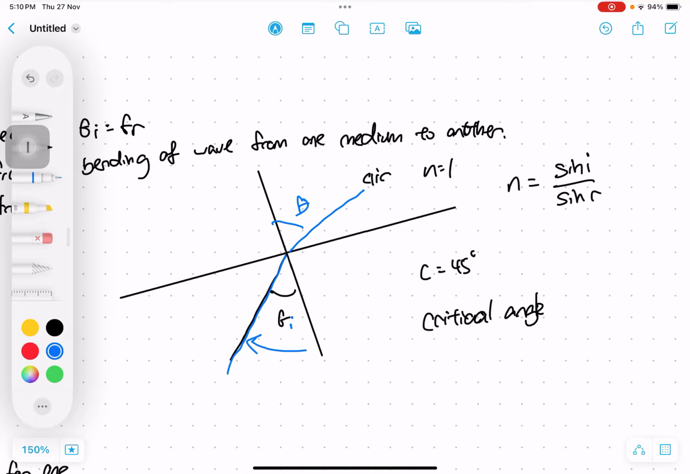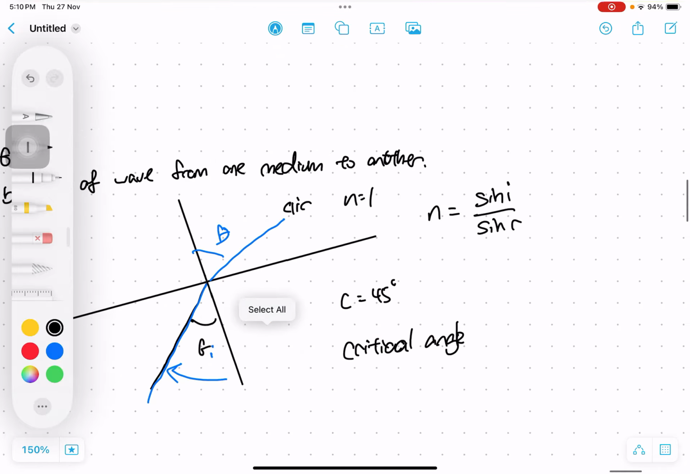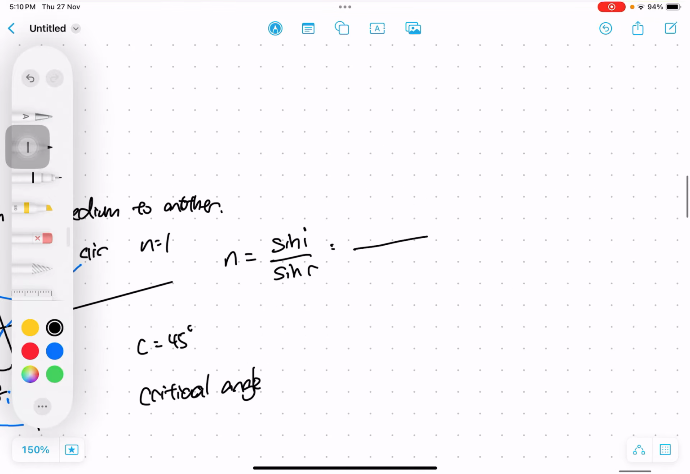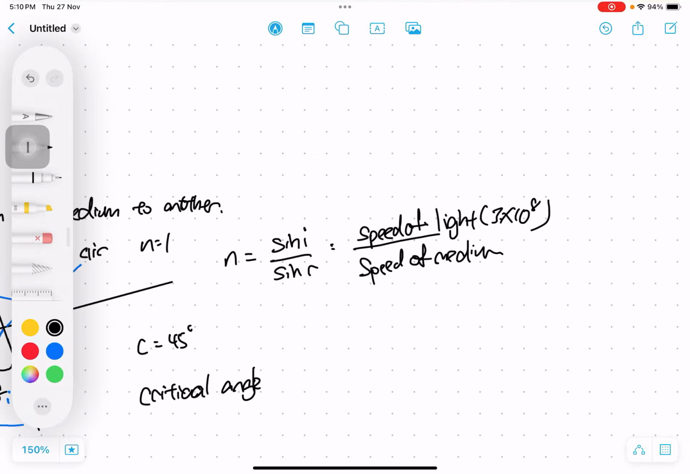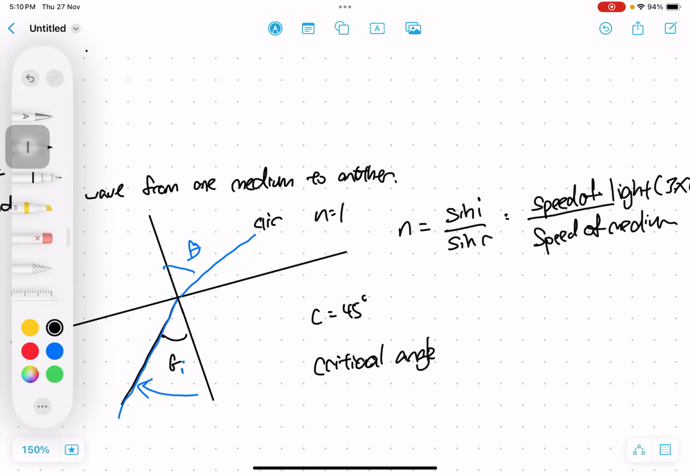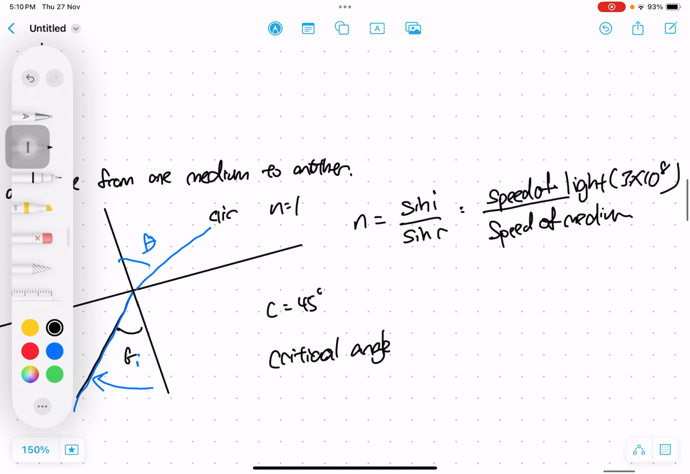But sometimes they don't use the angle. They give you the speed of air and the speed of the medium. We know that the speed of light is a constant, 3 times 10 to the power of 8, divided by the speed of medium. When we write it like this, the medium is the one inside and the light is the one outside. This is how we usually do it.